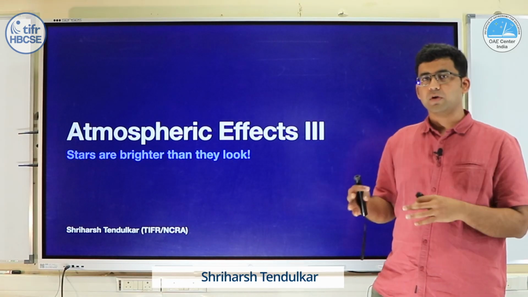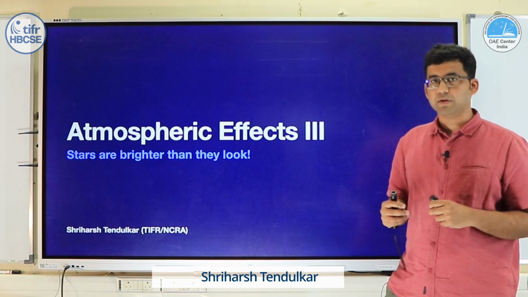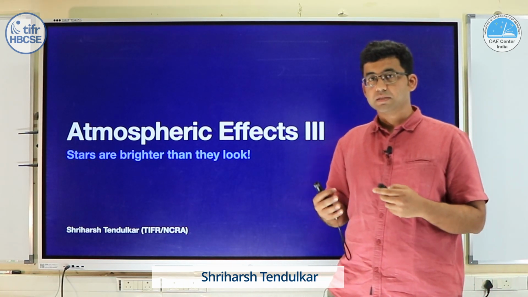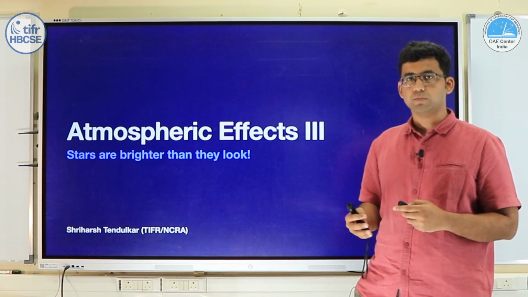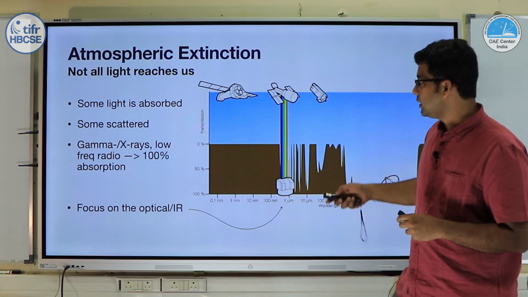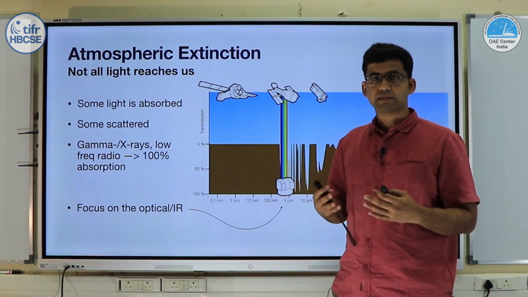Today we are going to talk about atmospheric effects on optical observations, and specifically atmospheric extinction. Stars are actually brighter than what we observe them to be. Not all the light reaches us through the atmosphere. Some light is absorbed, some light is scattered.